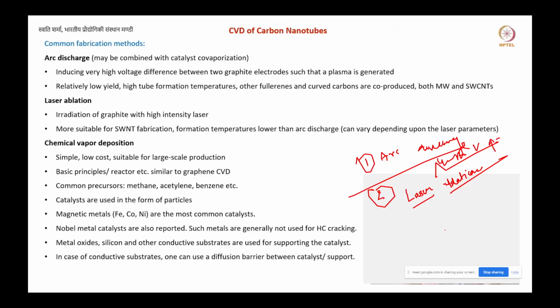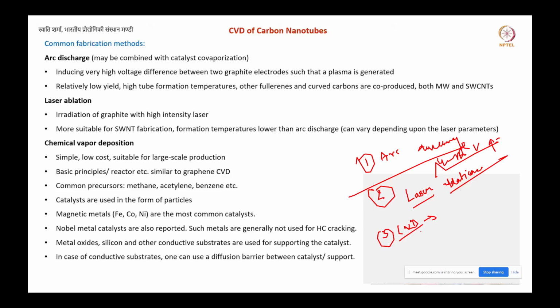The third one, apart from this, is your main technique, which is CVD. CVD is very low cost. It's not very expensive compared to the laser and so on, and it is a very easy method, and that's why we can use this method for large scale or bulk production of carbon nanotubes. The basic principle is similar to the graphene that we discussed earlier.